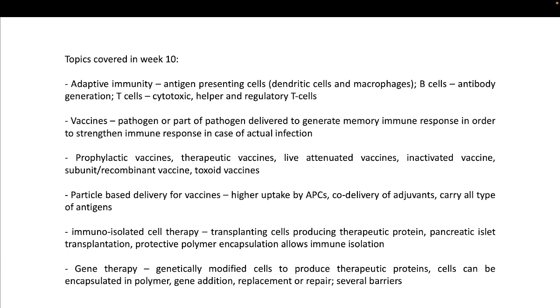So rather than giving the protein, you can actually replace that defective gene with the correct gene sequence, or else you can repair the gene. So these are a few of the concepts that were discussed this week. Having this background, we can now go ahead with the assignment and see how it is solved.